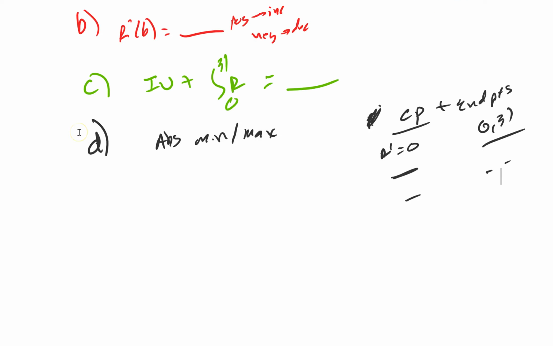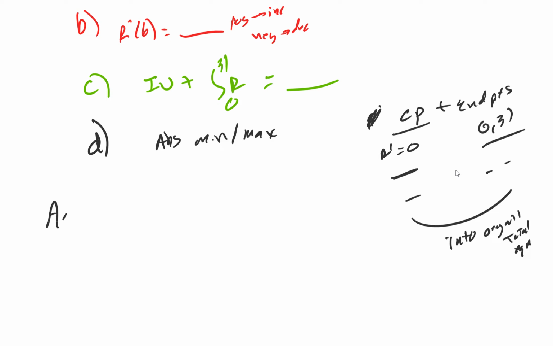So anytime you want to do absolute minimum max, you're going to plug these values into the original equation, or total equation, I should say. So once I get my critical points and my endpoints, I'm going to plug those back into the total equation. Let's say A of x is my total, right? And that's the initial value plus the integral of the rate R of t.